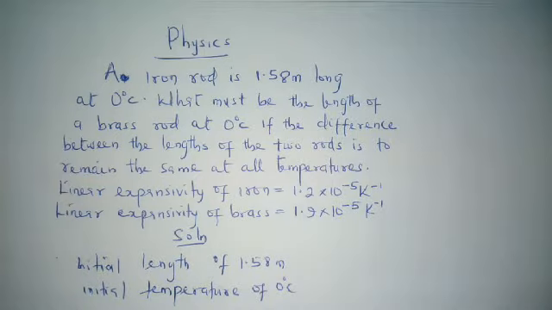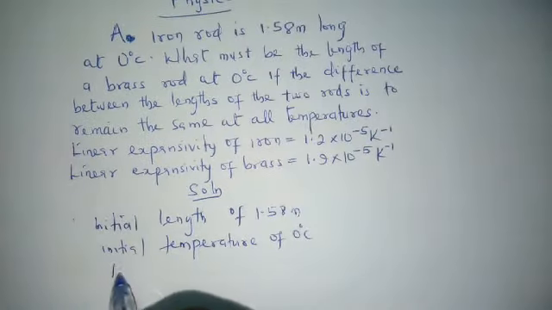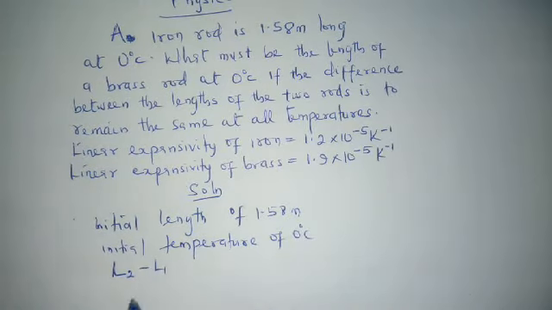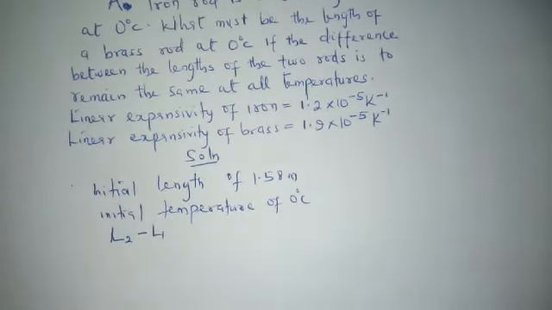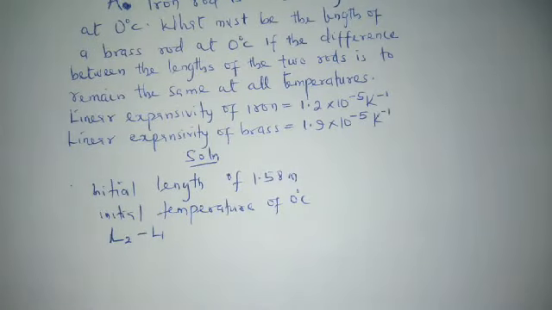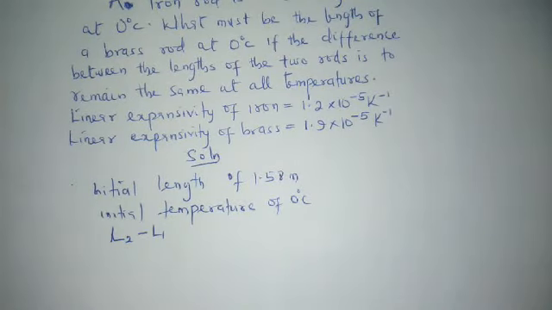Okay, now they say the difference between the lengths of the two rods remains the same at all temperatures, that is to say the difference L2 minus L1. L2 is the final length, while L1 is the initial length. So this L2 minus L1, which is the difference, is the same for both the iron and the brass. Looking at this question, we would observe that this is a linear expansivity problem. So we are going to look for the linear expansivity of the iron rod, then pick their differences and see how we can find that of the brass.